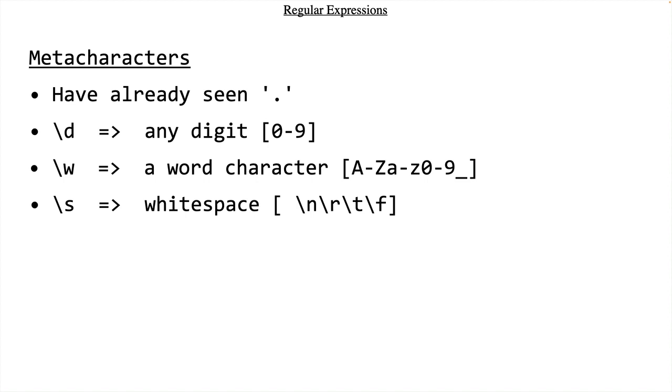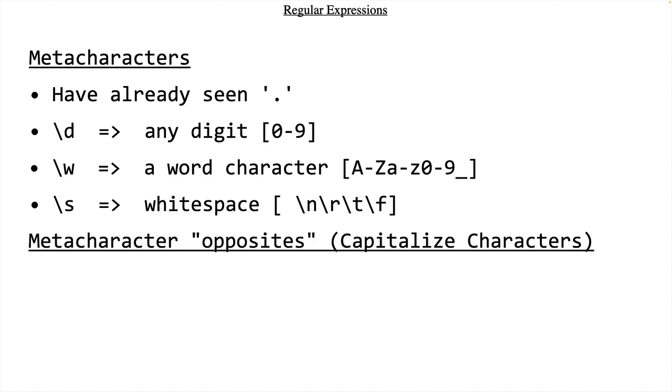\s is white space. The character class we have here is space, new line character, return, tab, and form feed. So those are the things that are considered white space. Now, I didn't really know what to call this next part, so I called it meta character opposites. If we capitalize the letter in the meta character, it basically means the opposite.